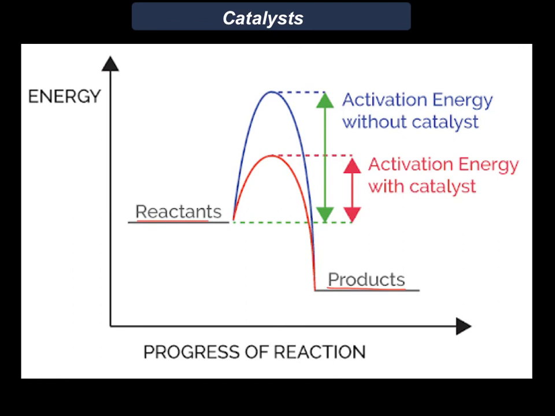So the blue pathway is the reaction without the catalyst. The green arrow shows the amount of energy that's needed. The red pathway then is the activation energy with the catalyst. That's the alternative pathway, and we can clearly see then that the red arrow is a smaller number. The activation energy in this alternative pathway is lower, and it explains really why this catalyst is able to speed up the chemical reaction.